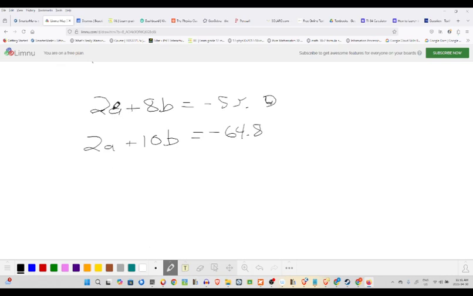Now, we have 2 A's here. So I'm going to subtract the bottom equation from the top. 2A minus 2A is 0. 8B minus 10B is a negative 2B. And a negative 55 minus a negative 64.8, I believe works out to a positive 9.8. Divide that by a negative 2, and B is negative 4.9.